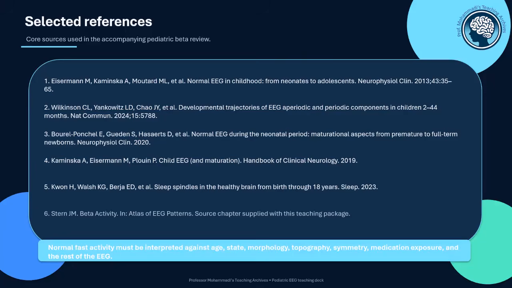Studies of sleep spindles demonstrate that spindle frequency, morphology, distribution, and synchrony themselves evolve throughout childhood. The accompanying beta activity atlas chapter provides practical visual distinctions among frontal-central beta, generalized beta, muscle artifact, sleep spindles, medication effects, and paroxysmal fast activity. Taken together, these sources reinforce one central principle. Normal fast activity can only be interpreted correctly when it is evaluated against age, state, morphology, topography, symmetry, medication exposure, and the remainder of the EEG.